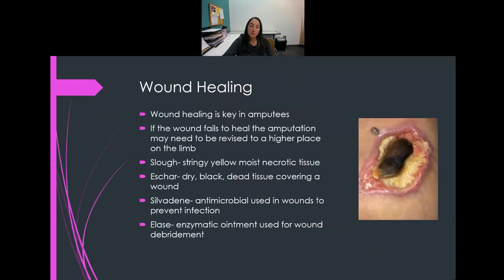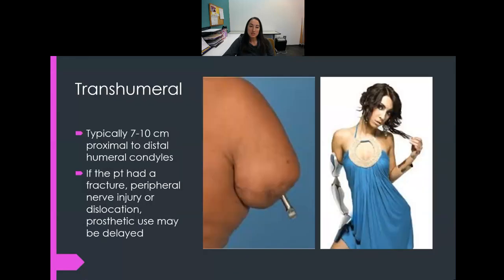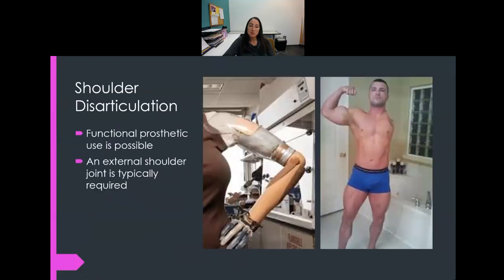Wound healing. Hold on. I guess I got my slides out of order. Sorry, my slides are kind of out of order, but we'll talk about wound healing and then we'll go through the rest of the arm amputation.